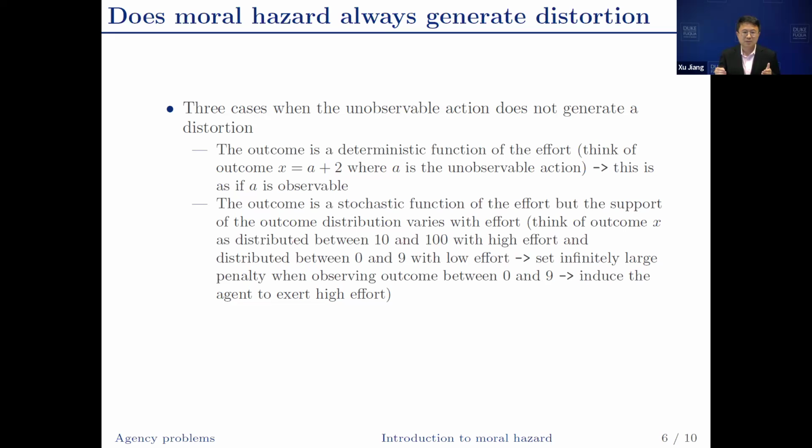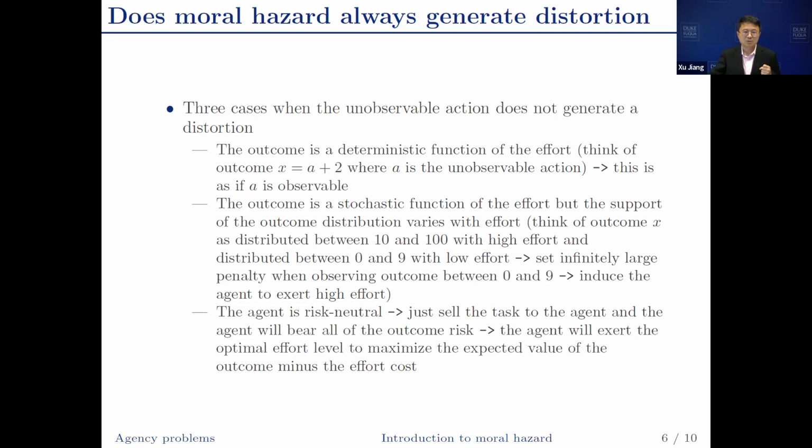In this case, the agent is going to be forced to exert high effort because otherwise the agent is going to incur an infinitely large penalty. Technically, this is what we call the moving support condition. And if you have moving support, it does not generate distortion.